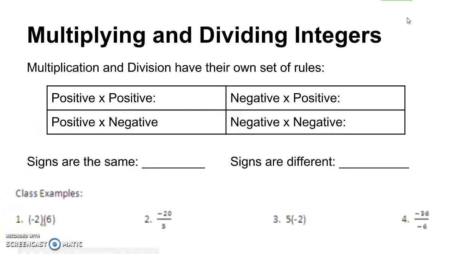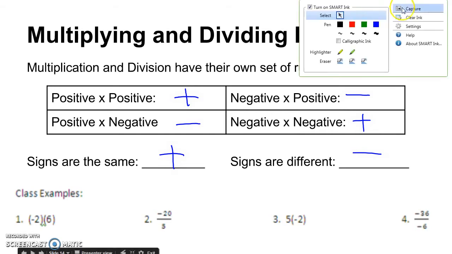First, let's review the rules for multiplying and dividing integers, and then we'll go on to fractions and decimals. You should already know these rules, but let's just really quickly review them. A positive times a positive is positive. Positive times a negative is negative. Negative times a positive is negative. Negative times a negative is a positive. We also learned that if the signs are the same, the answer is positive. Signs are different, the answer is negative. Those are our rules for multiplying and dividing positive and negative numbers.